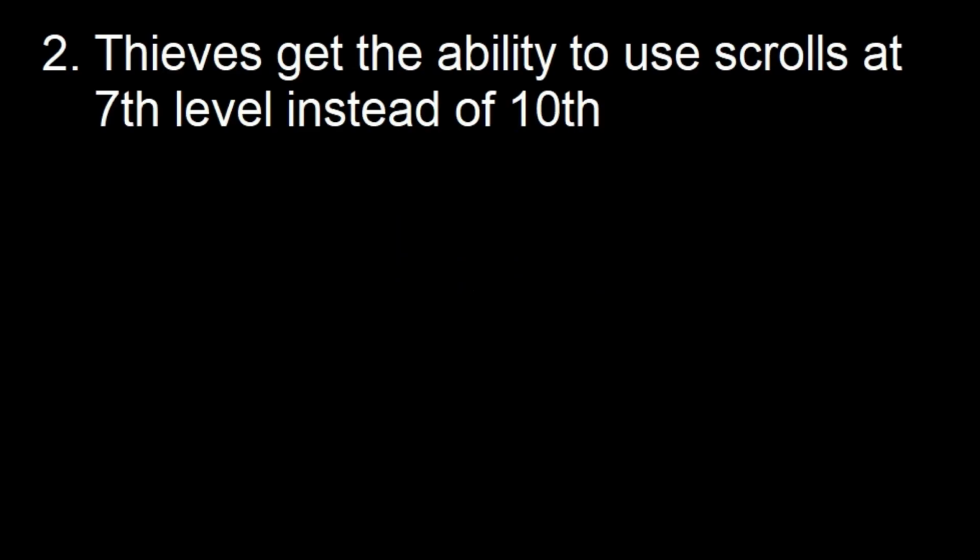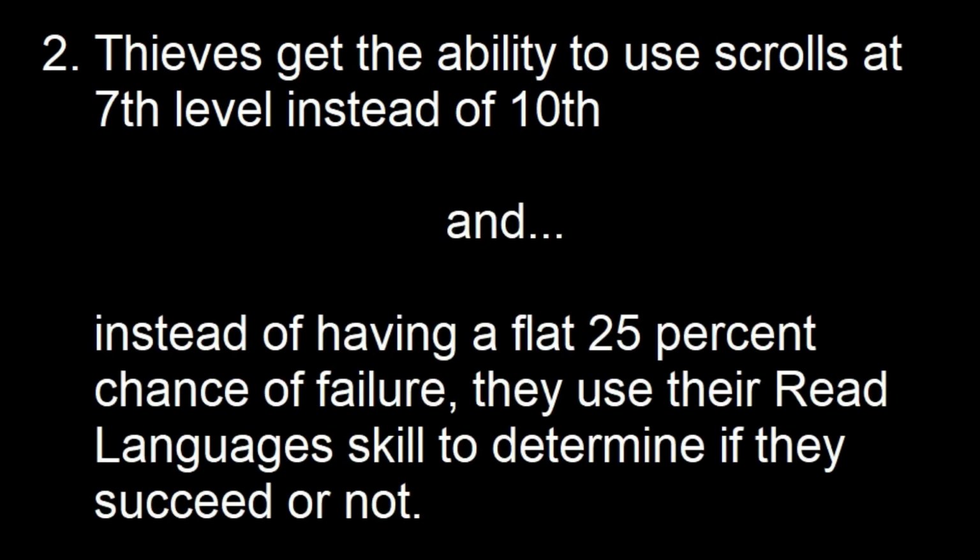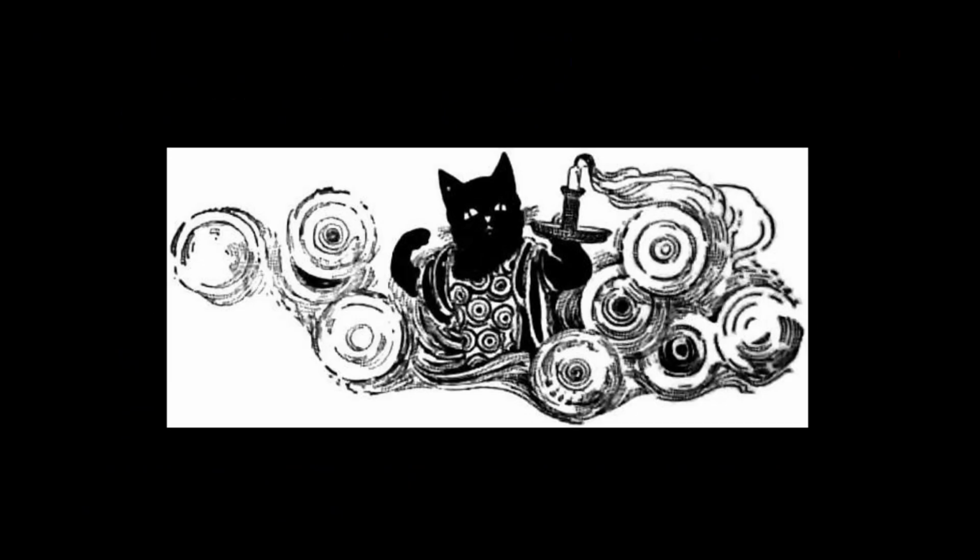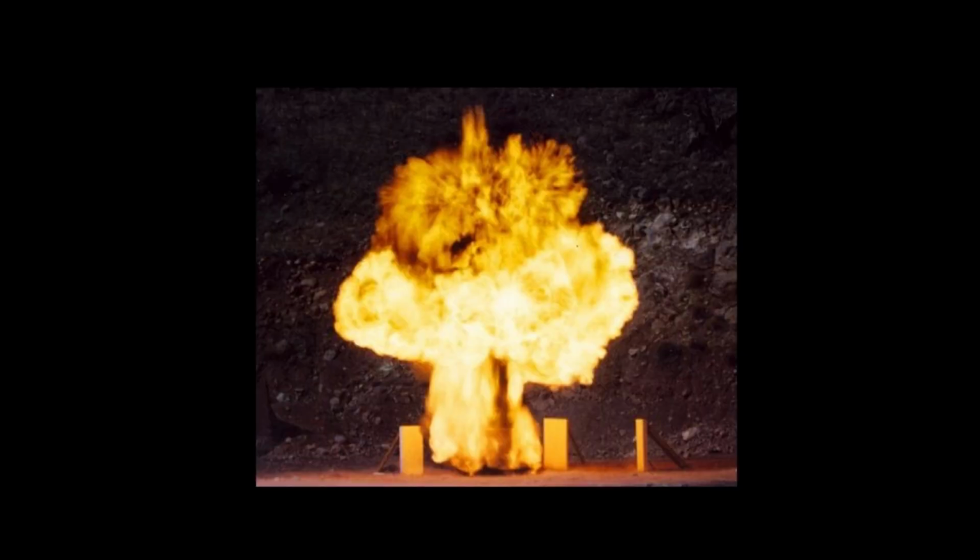The other house rule is that thieves get the ability to use scrolls at 7th level instead of 10th level, and instead of having a flat 25% chance of failure, they use their Read Languages skill to determine if they succeed or not. So if they put points into Read Languages, they could possibly have a 95% chance to use a scroll successfully. On the other hand, if they didn't put any points into Read Languages, using scrolls could be more of a liability.